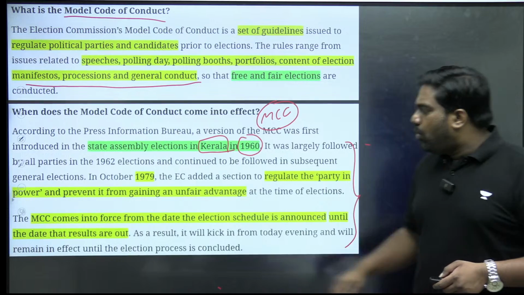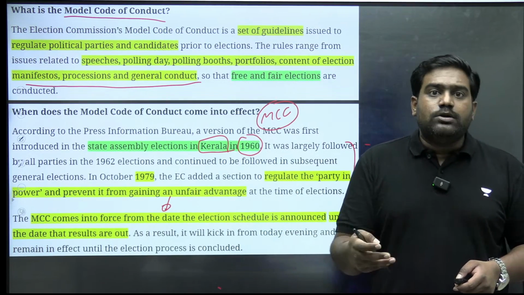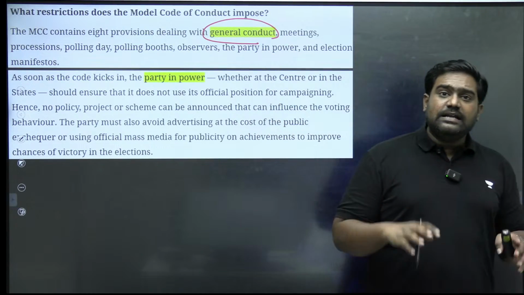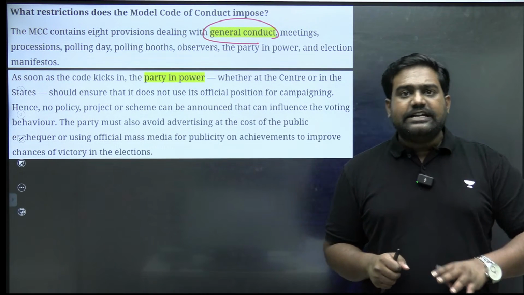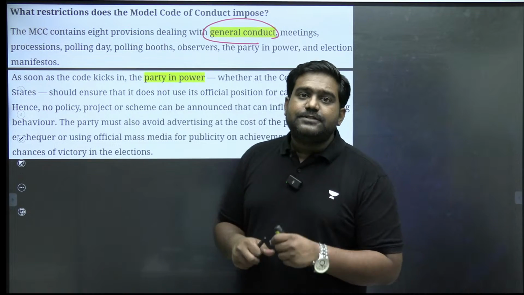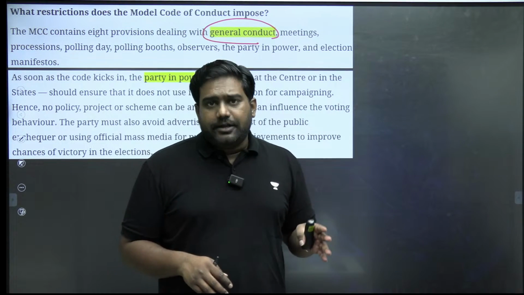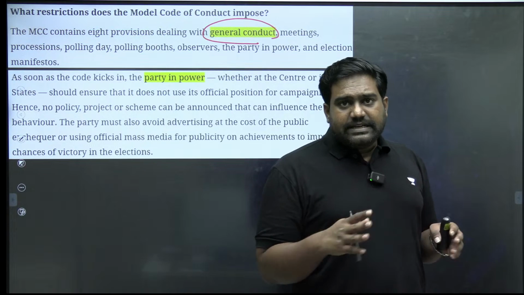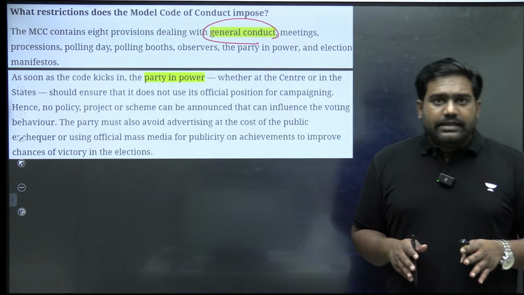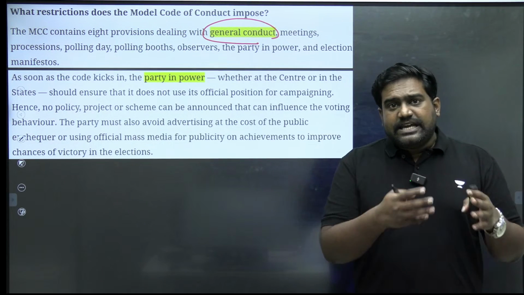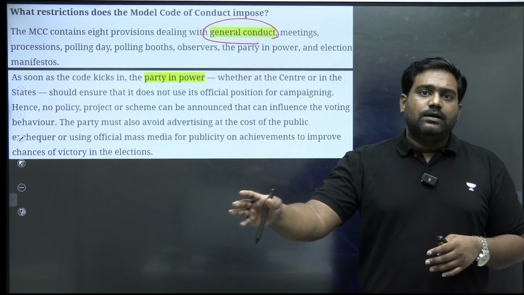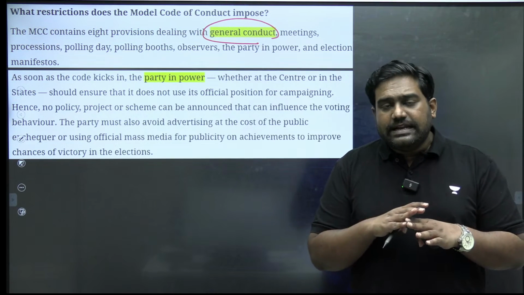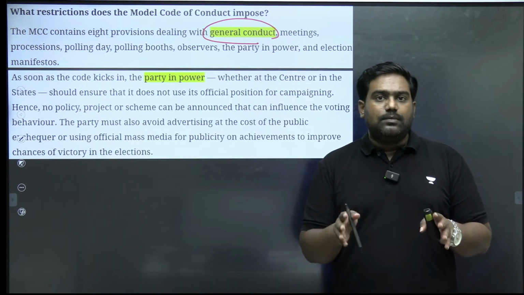Now let's understand what kind of restrictions, what kind of conduct rules are implemented under MCC. For example, there are few provisions regarding general conduct. How should parties and candidates behave in general? Let me give you some examples. For example, no candidate or no leader can seek votes in the name of caste, religion, etc. Basically, they can't engage in divisive politics. They can't seek votes in the name of religion. For seeking votes, for impressing their vote bank, they can't target another religion or another community or another caste. Such divisive campaigns and politics is completely discouraged, and it is treated as a corrupt electoral practice.